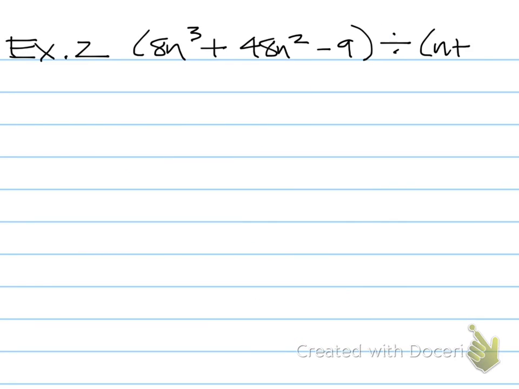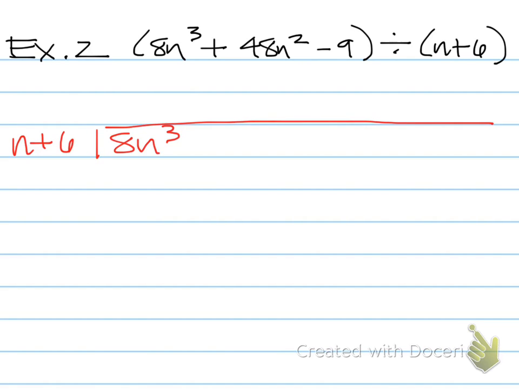All right, next example, we're also going to do by long division. So let's see, we've got 8n cubed. Next term is 4n squared, so no placeholder needed right there. However, you can see that there is no n to the first power term, so we need to add a placeholder. And then lastly, the minus 9.